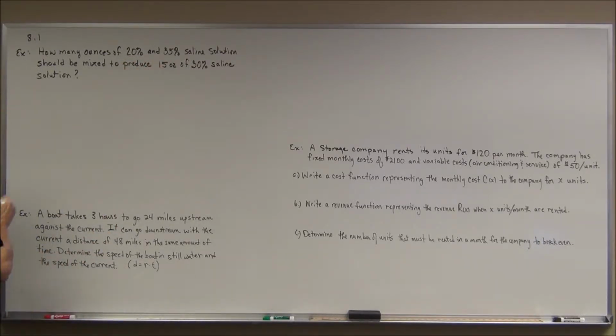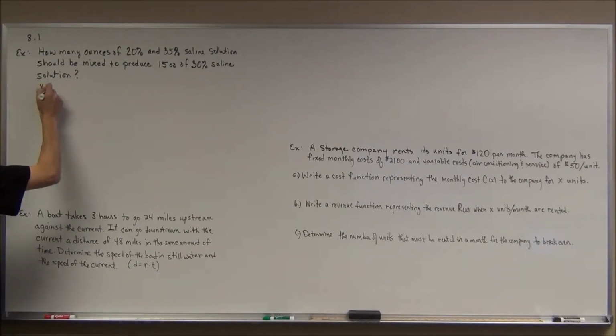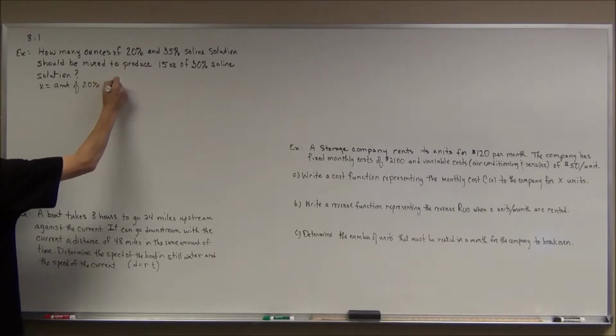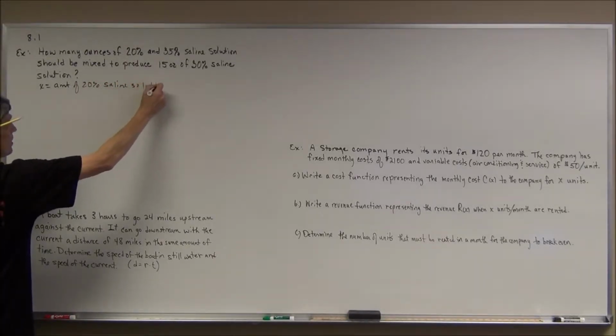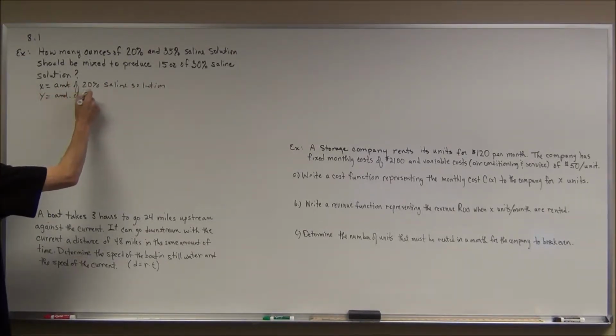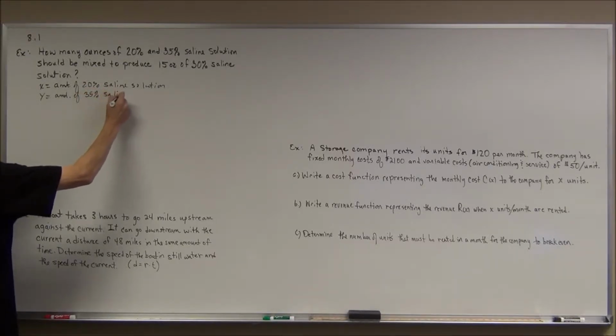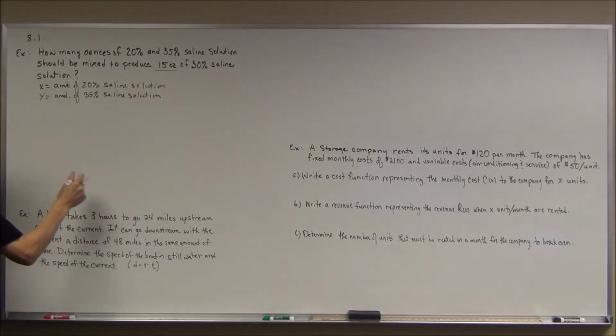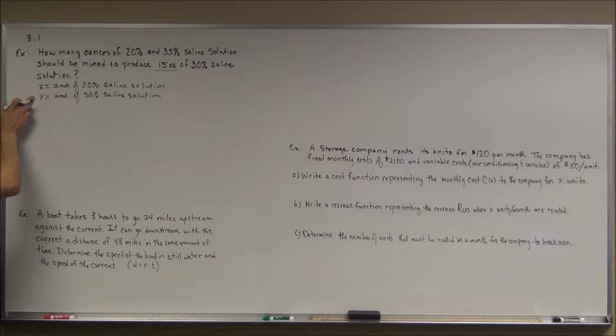So what I'm going to do here is let X represent the amount of 20% saline solution, and let Y represent the amount of 35% saline solution. And we know that we have 15 ounces of the mixture, so I already have an equation. Because that's the amount of the two things being mixed, X plus Y has to add up to 15. So there's one equation.